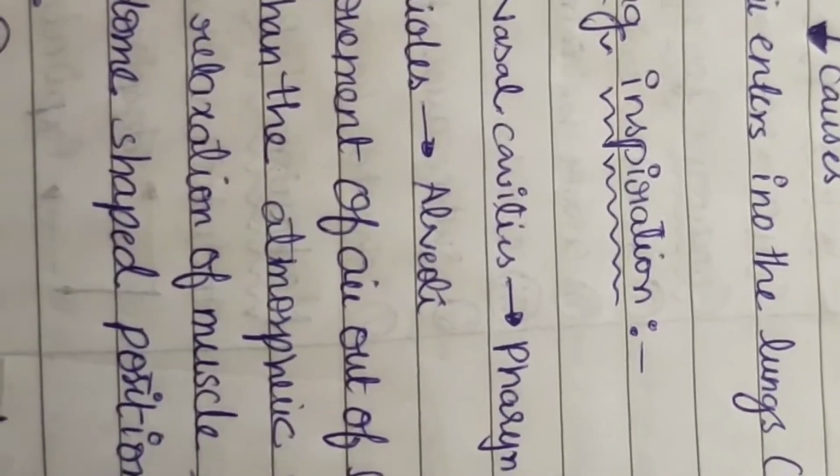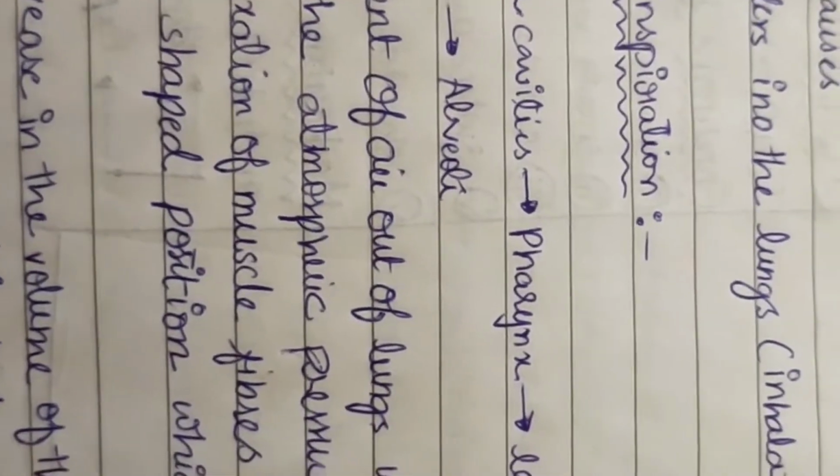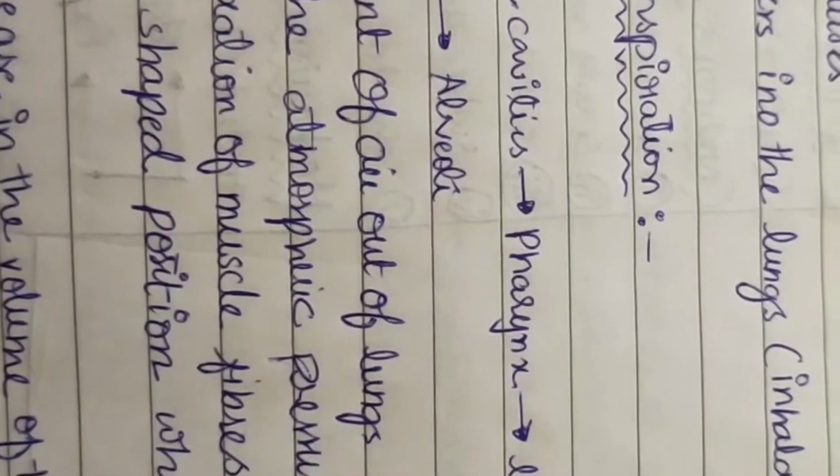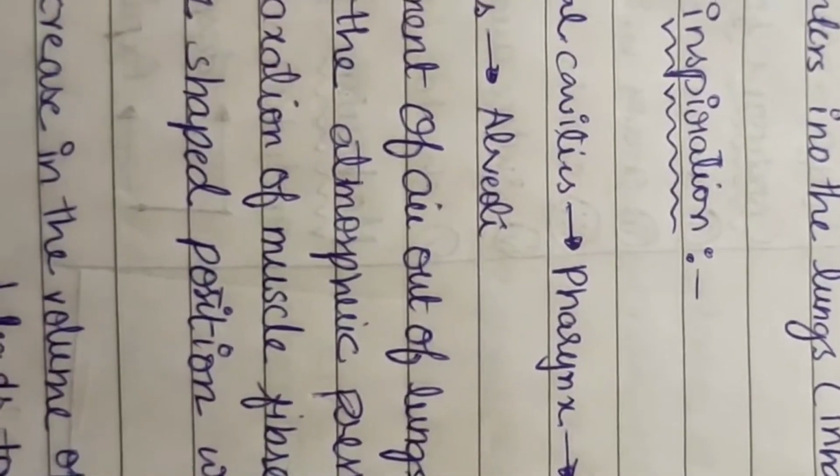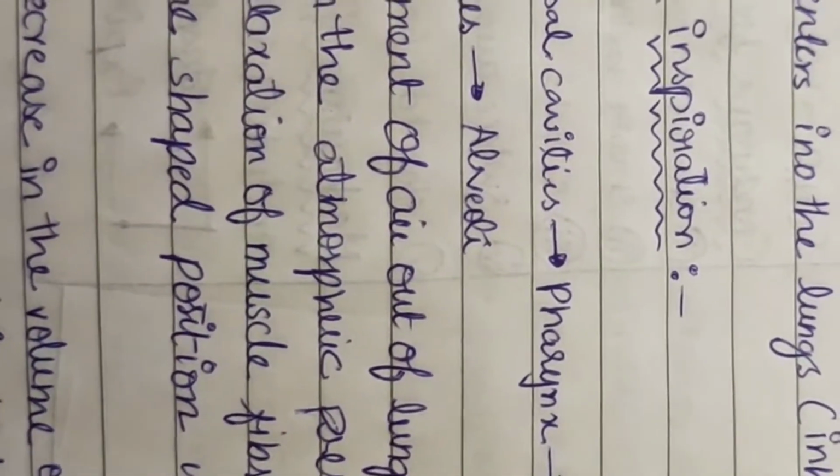Now, the route of air during inspiration. We will see the route of air during inspiration. First external nostrils, then nasal cavity, then pharynx, larynx, trachea, bronchi, bronchioles and alveoli finally.